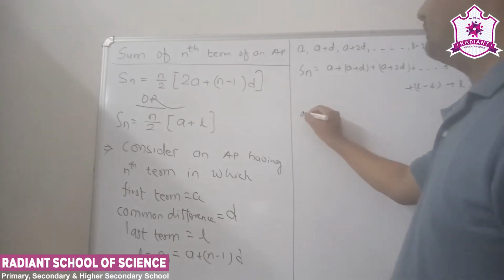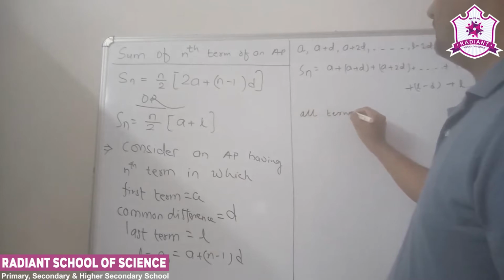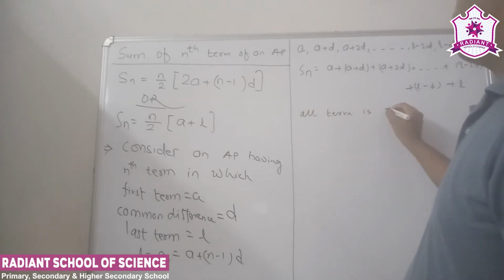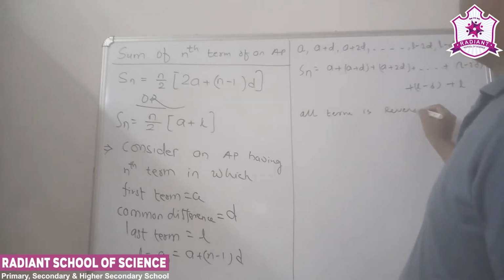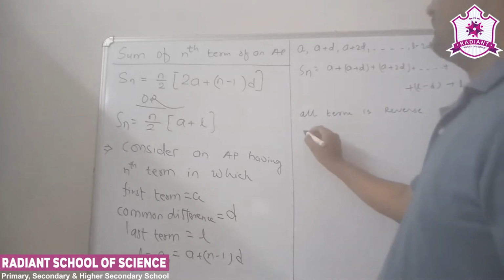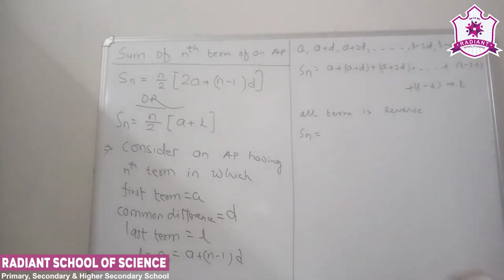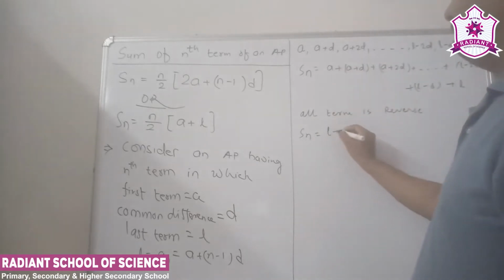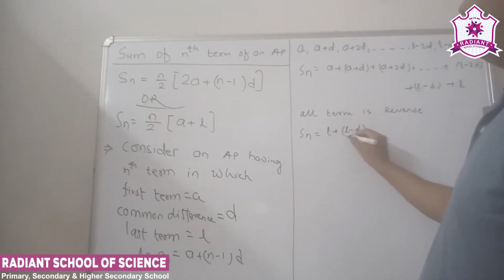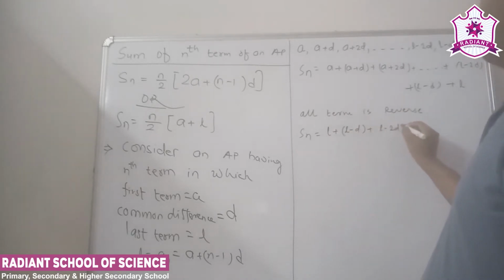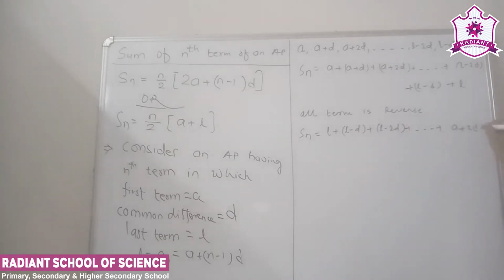Now all terms are reversed. We reverse all the terms and take the sum, meaning first term, second term, third term to last term. Now start from the last term. So l plus (l minus d) plus (l minus 2d) plus up to (a plus 2d) plus (a plus d) plus a. Clear?